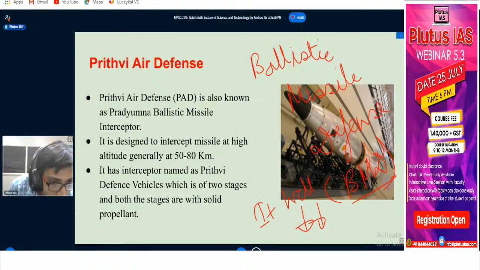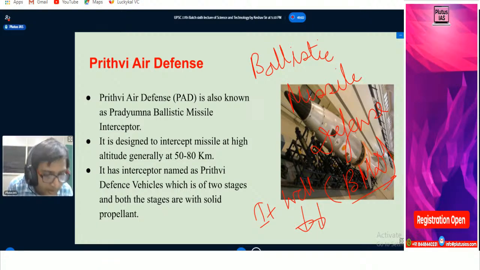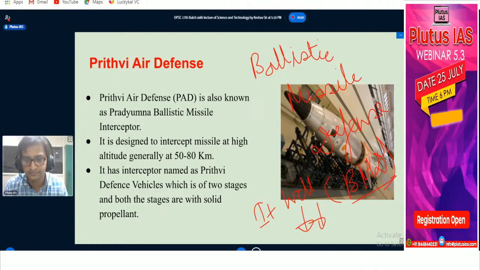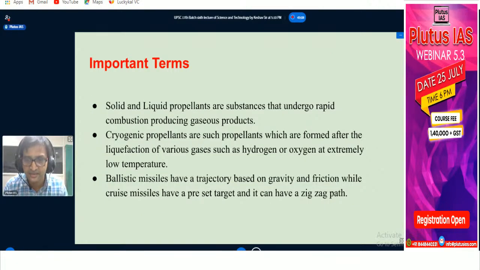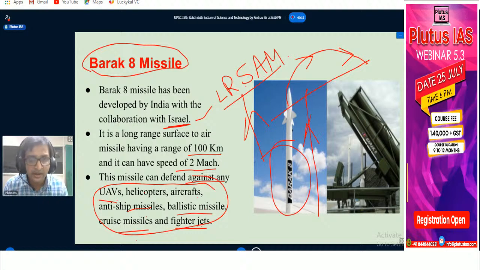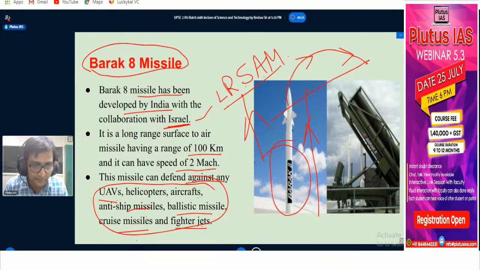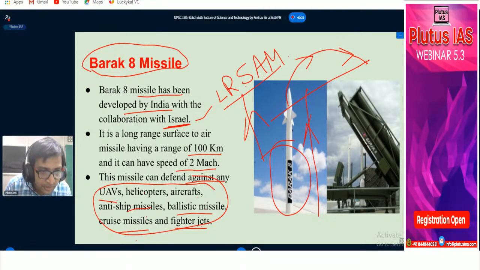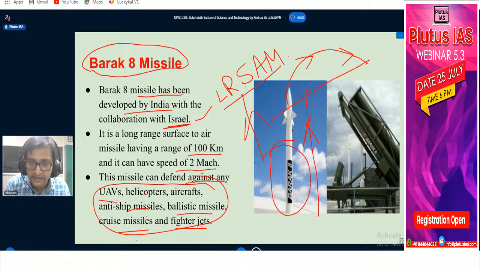So, sir, so Barrack 8 doesn't have an automated air interceptor? No, Barrack 8 is a missile. Barrack 8 is a missile. Please try to understand that Barrack 8 is a missile, and you have to give the command. It is not an interceptor. It is not an air defense interceptor. Arpit, what are you asking?